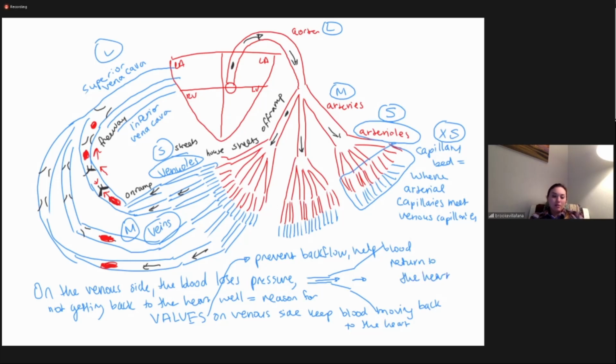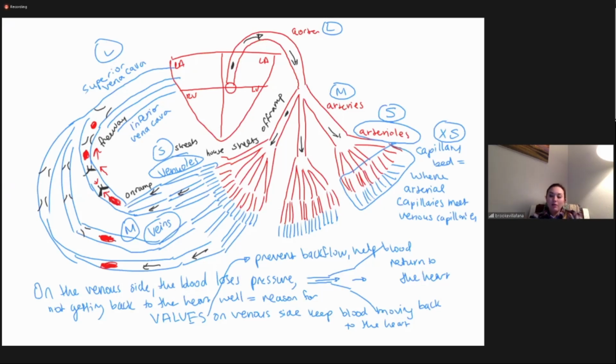Does that make sense for why the arterial side does not have valves, and then why the venous side does have valves? And then also the sizes. So for your test, you do need to know, like, arteries go to arterioles, veins go to venules, all of that. All right, so let's talk about the coverings around each of these.